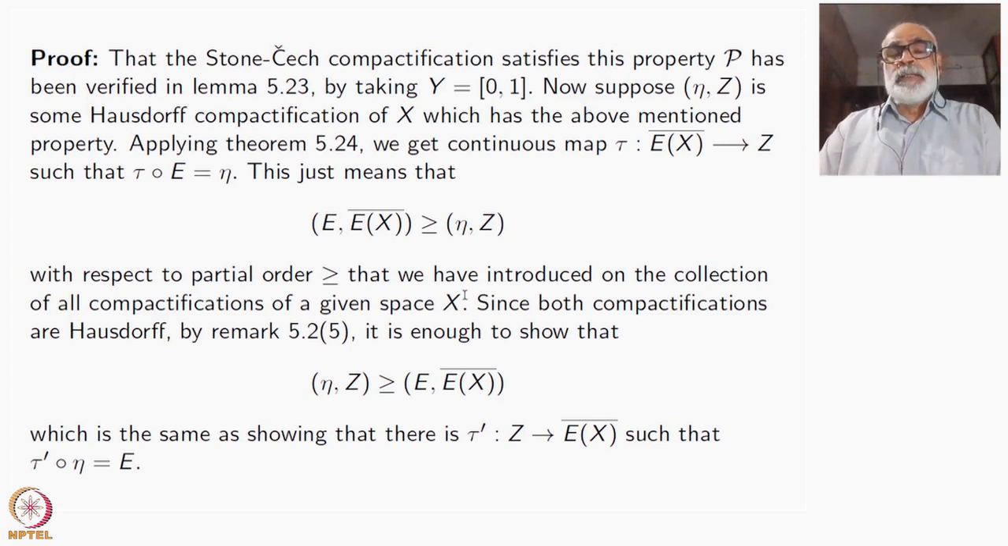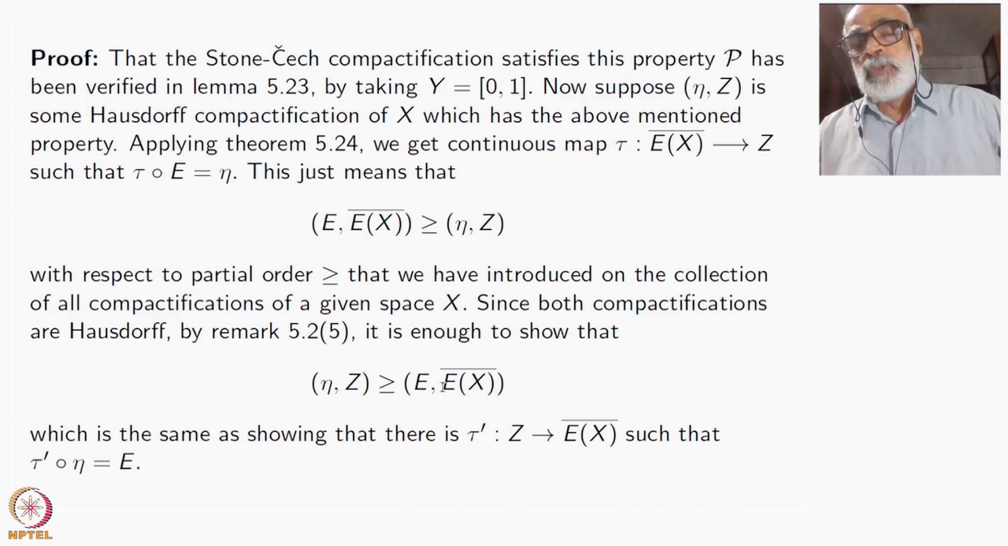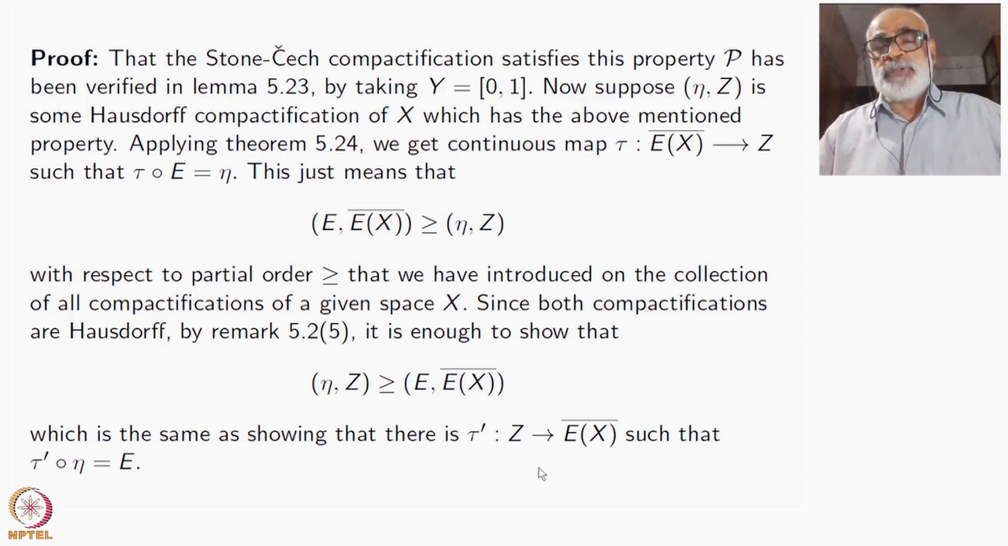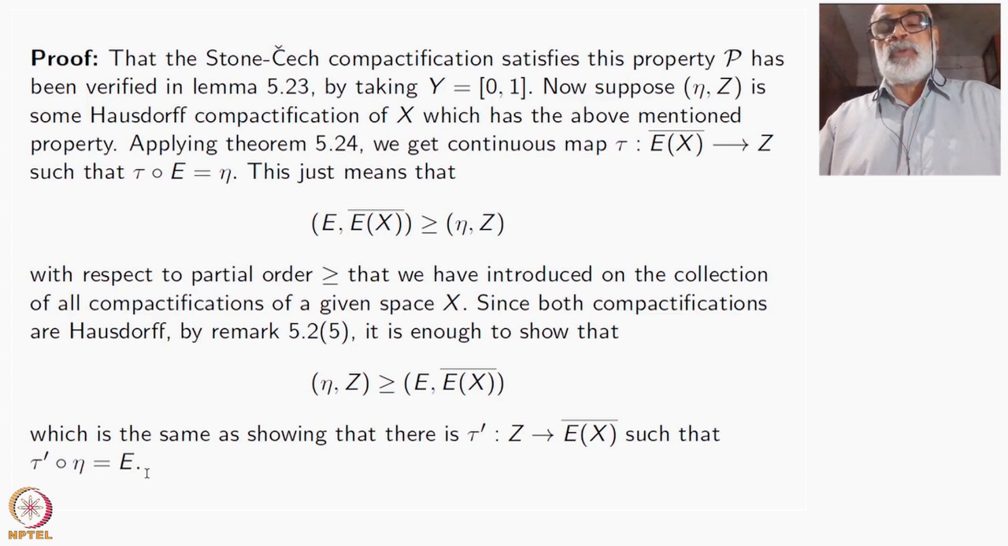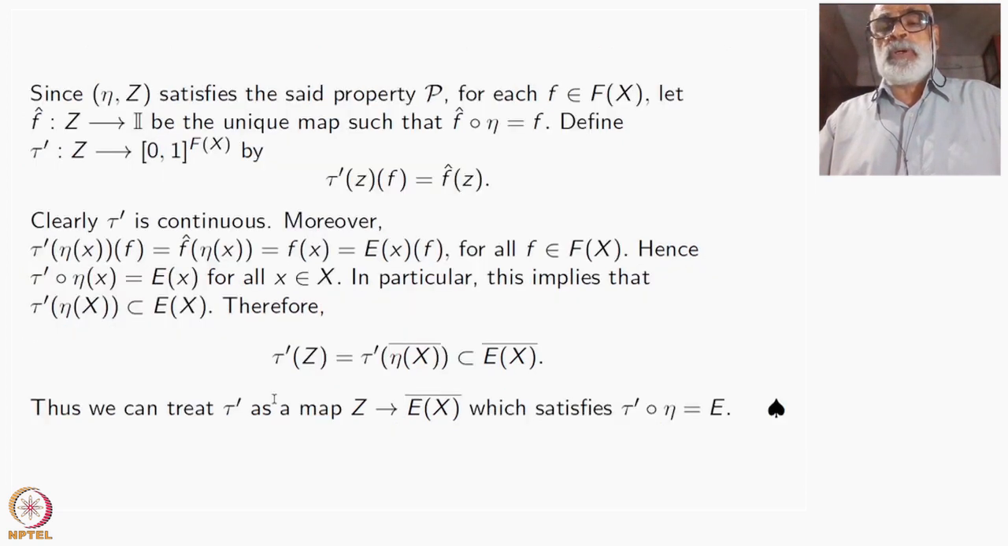I am just repeating this part. Every Stone-Cech compactification is the largest. This was some compactification which is large. What we have to prove is that this is also larger than that one. Then, because all of them are Hausdorff spaces, by our earlier remark, two lectures before, it will follow that they are equal. So it remains to prove that (eta, Z) is bigger than or equal to (e, X bar), which is the same thing as: you must find a tau prime from Z to X bar such that tau prime composite eta equals e. So you have to reverse the arrow here. Similar to this one, you have to do the other way around: Z to X bar you have to find. This is also not very difficult, but it is something new, so that's why I have to give you a complete proof.